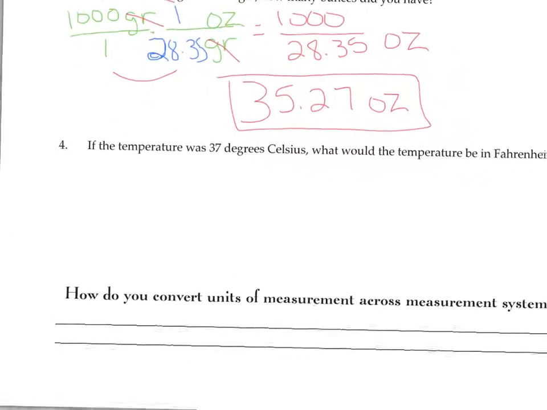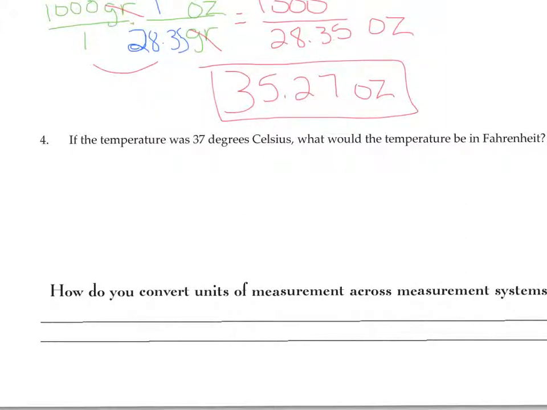If the temperature was 37 degrees Celsius, what would the temperature be in Fahrenheit? And this is what I was saying before. When you're converting between Celsius and Fahrenheit, you can't use the unit conversions with the fractions like we did before. You have to use the formulas given on the bottom of the chart there. So since we know Celsius and we want Fahrenheit, we're going to use the one that says Fahrenheit equals, because we want Fahrenheit, 9/5 times the Celsius plus 32.